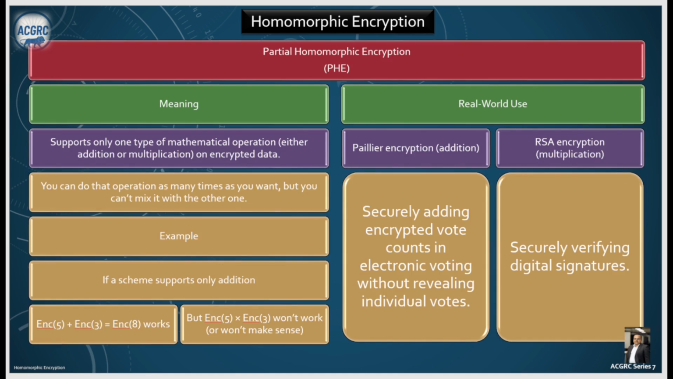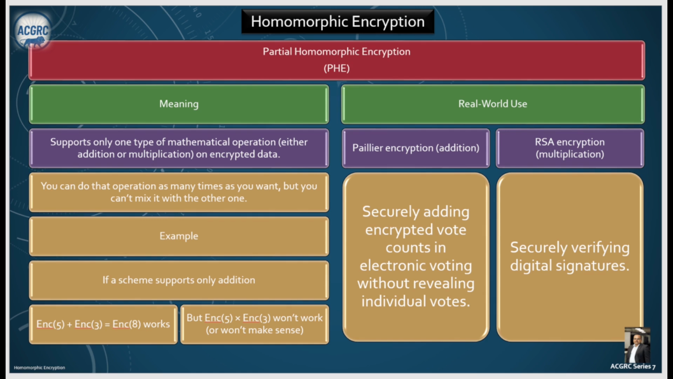Let's look at partial homomorphic encryption. It means it supports only one type of mathematical operation. It could be either addition or multiplication on encrypted data. So it's either, not both. You can do that operation as many times as you want, but you can't mix it with other ones.